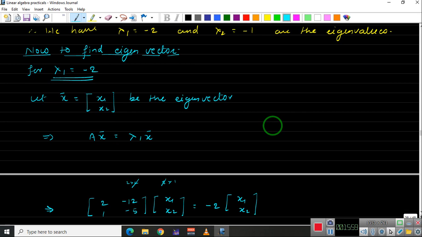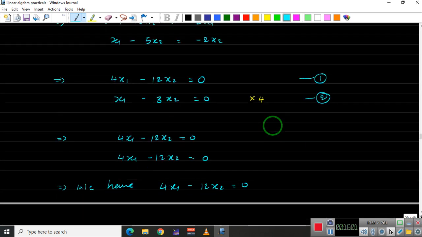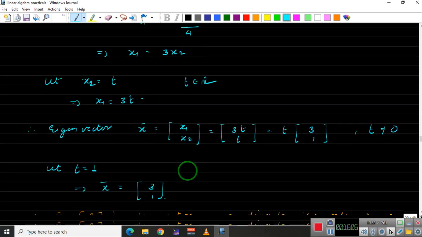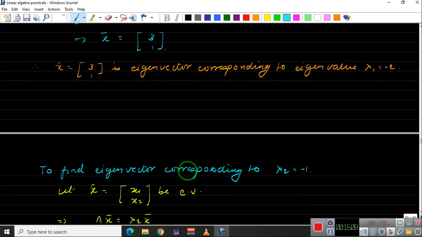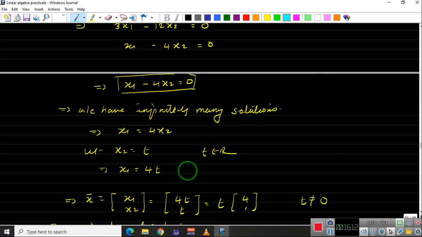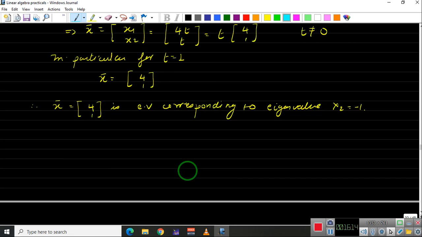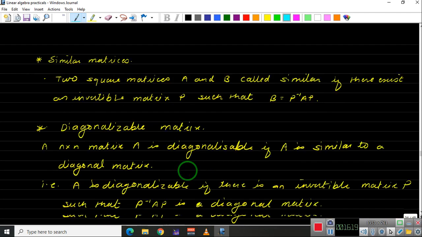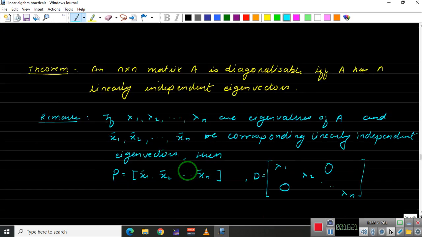And for finding the eigenvectors, we have already proceeded. We have found these eigenvectors to be 3 1 and 4 1. So let us use the same matrix. That will reduce our time on solving it.